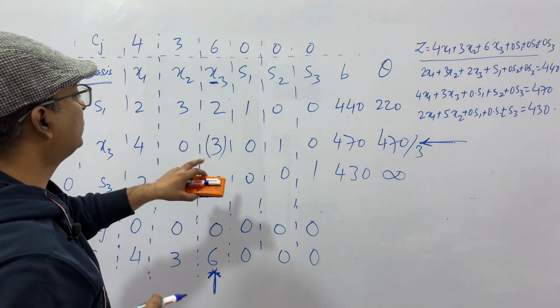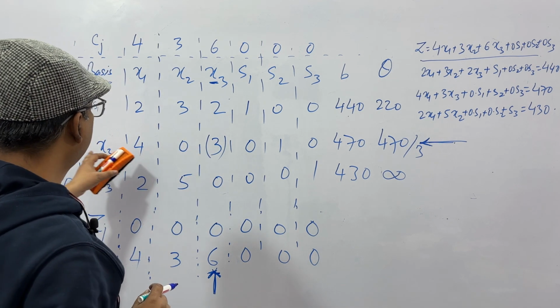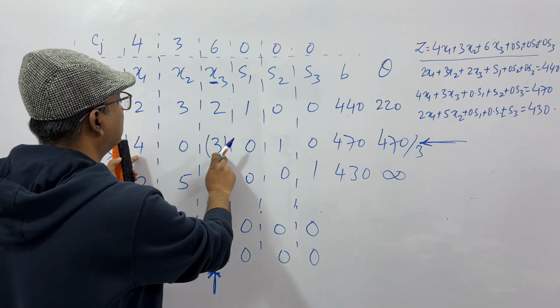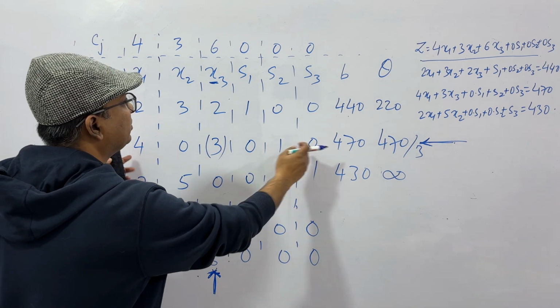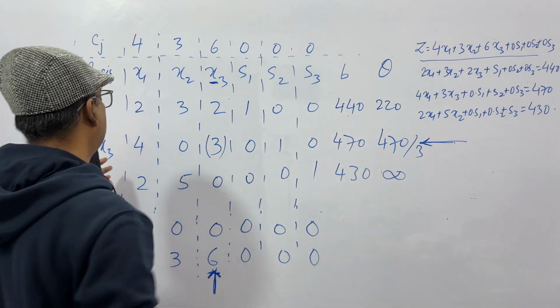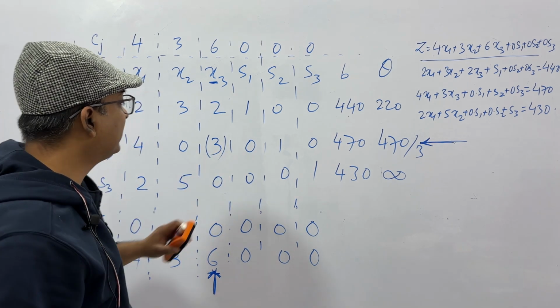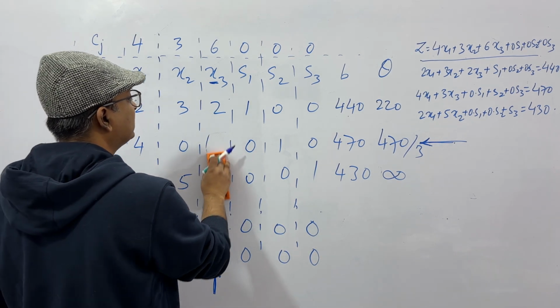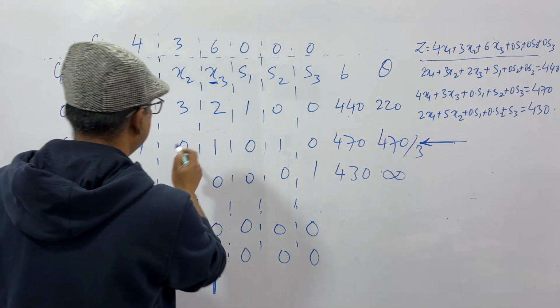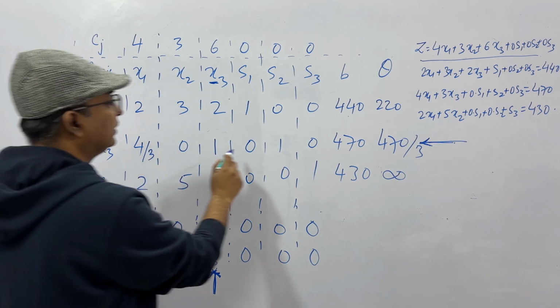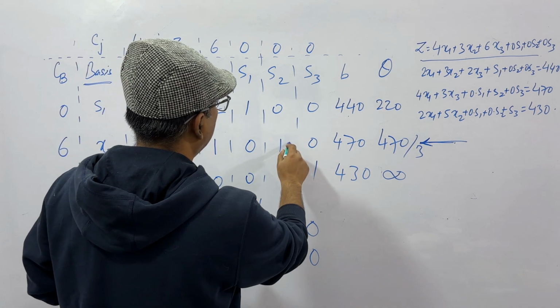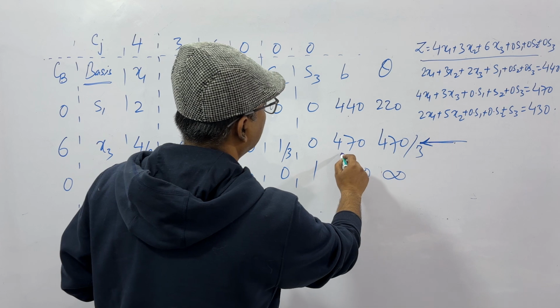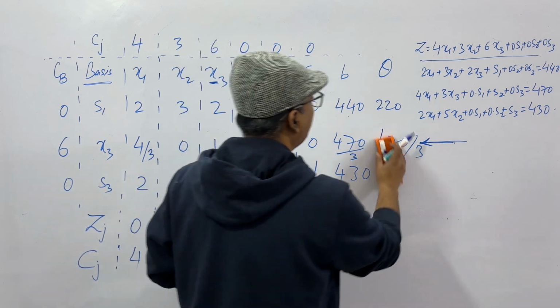Now, what I told you, we have to make this 1. How can we make this 1? By multiplying this whole row, from here up to b, by 1 by 3. When we multiply by 1 by 3, this will become 1, 0 by 3 is nothing, this is 4 by 3, this is 1 by 3, and this is 470 by 3. So we have our row.